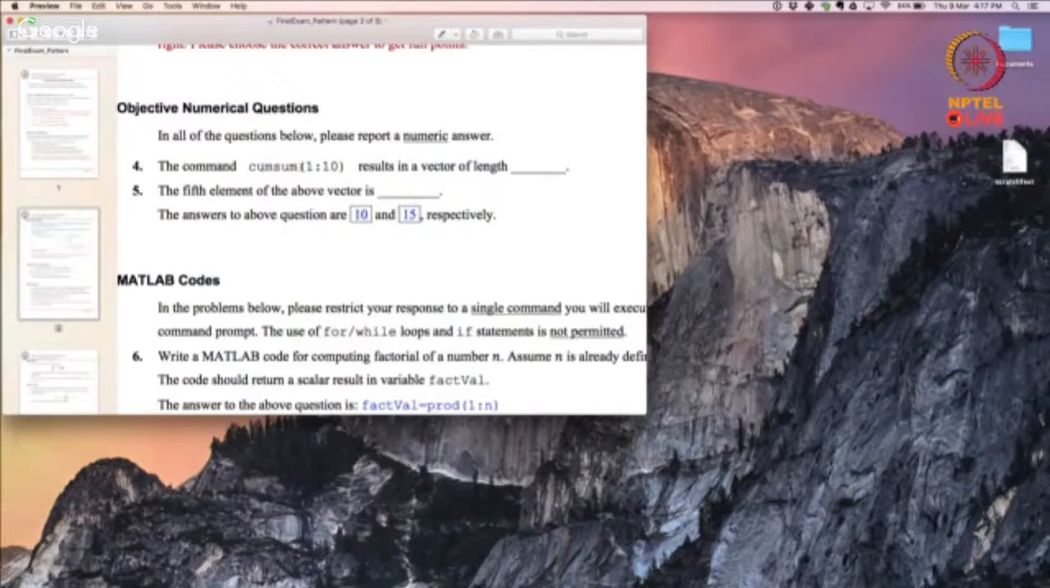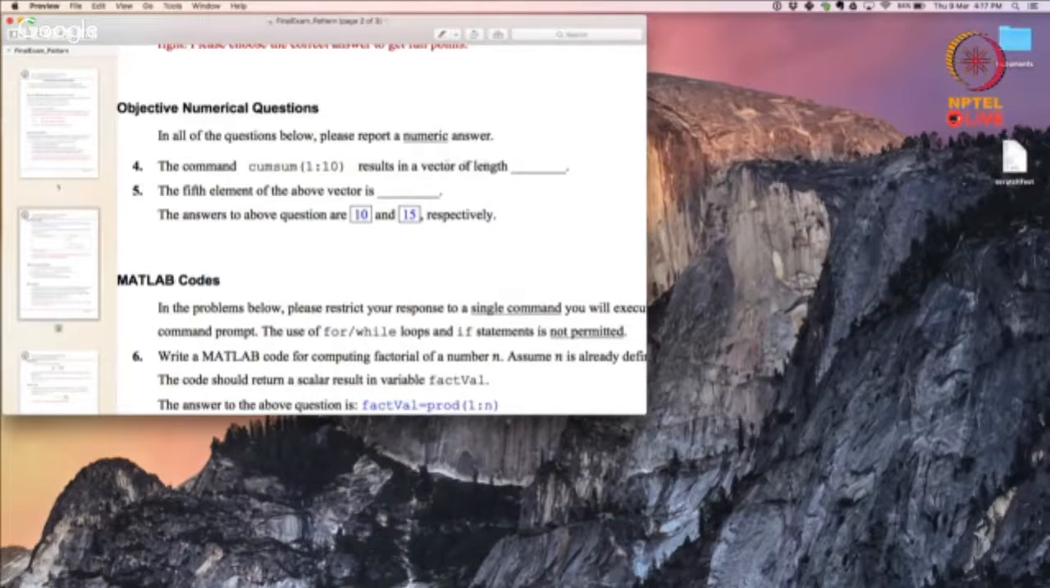Just an example over here, cum sum is cumulative sum. So cum sum of 1 to 10 will result in a vector of size 10. The first element is 1, second element is 1 plus 2, that is 3, third element is 1 plus 2 plus 3, that is 6, fourth element is 10, so on and so forth up to the final element. So what is the size of the vector? The size of the vector will be 10, so therefore the answer over here will be 10. Fifth element of the vector is 1 plus 2 plus 3 plus 4 plus 5, that is equal to 15. So over here, please enter the value 10. Over here, please enter the value 15.